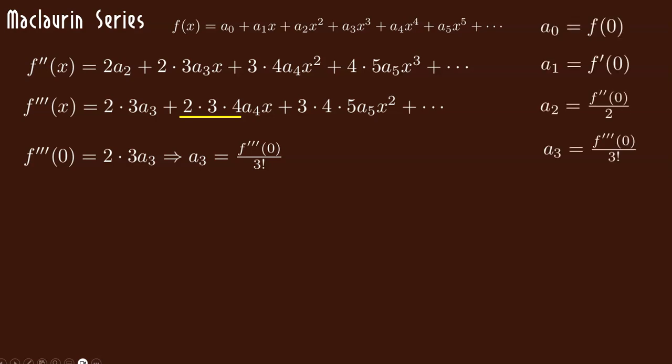So I have a naught is f of 0, a1 is f prime of 0, a2 is f double prime of 0 over 2, a3 is f triple prime of 0 over 3 factorial, and a4 will be the fourth derivative over 4 factorial, etc. So I can write this series as the summation from 0 to infinity of the nth derivative with 0 plugged in over n factorial times x to the n. And this is a Maclaurin series.